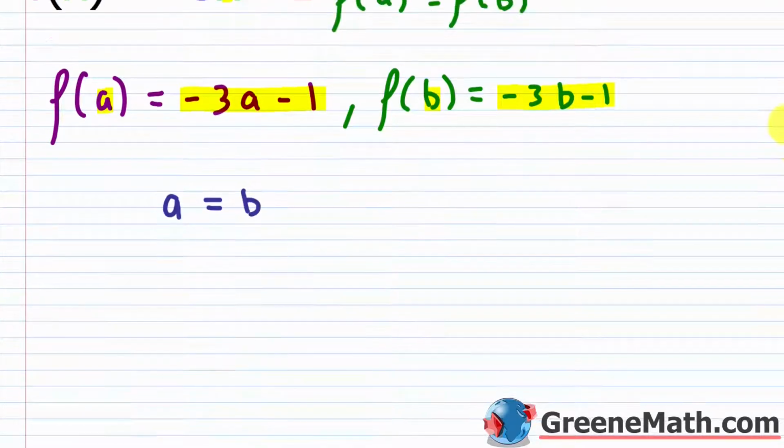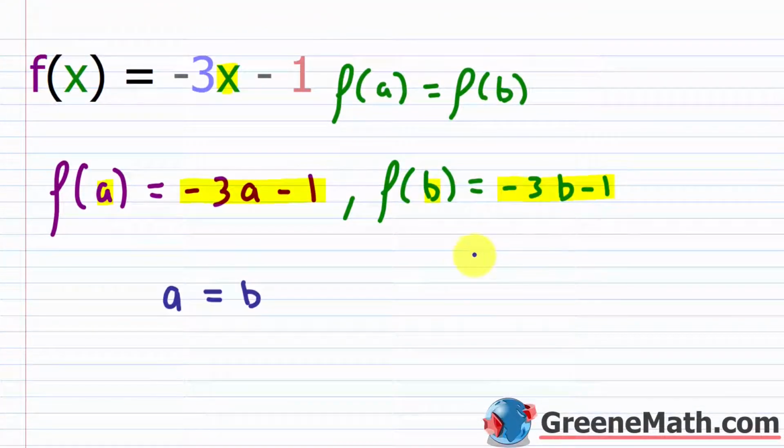Let me go back up so we can recap this real quick. We said that, again, if f of a is equal to f of b, and this function is one-to-one, then it has to be true that a equals b. Well, we have f of a defined as negative 3a minus 1, and f of b defined as negative 3b minus 1. So if I set these two equal to each other and solve for a or b, it doesn't really matter, I end up with a equals b, so I know this function is one-to-one.